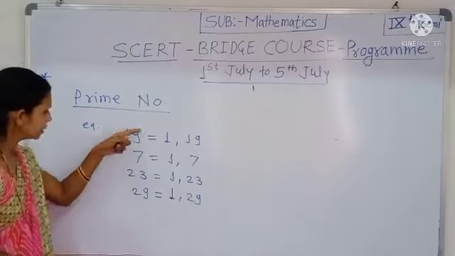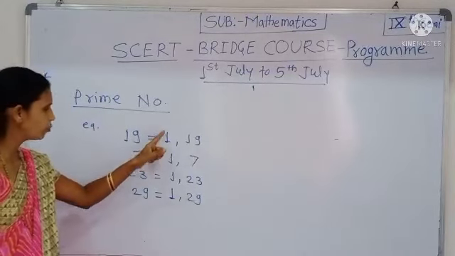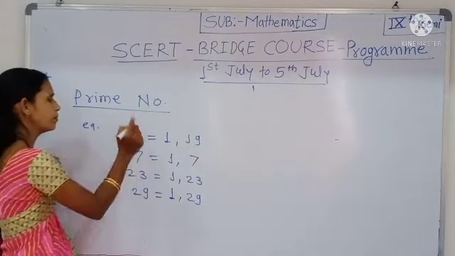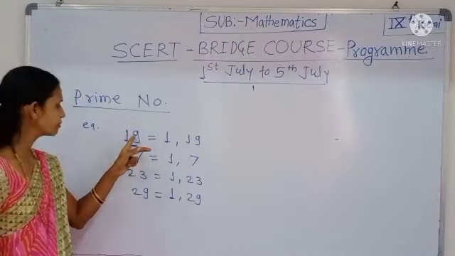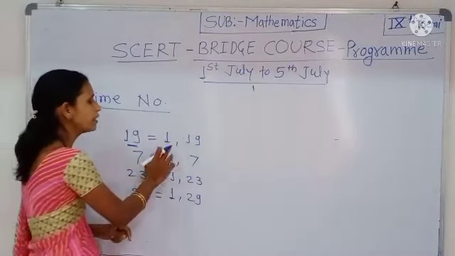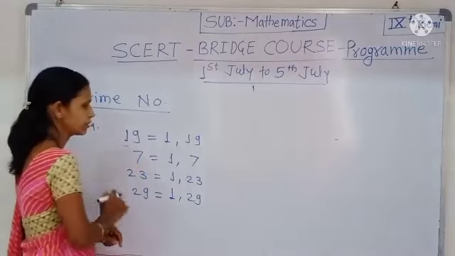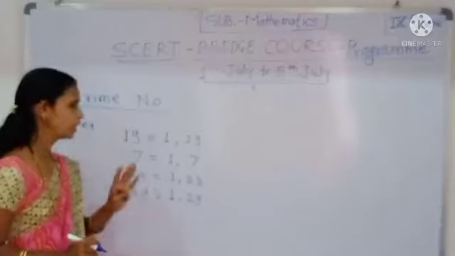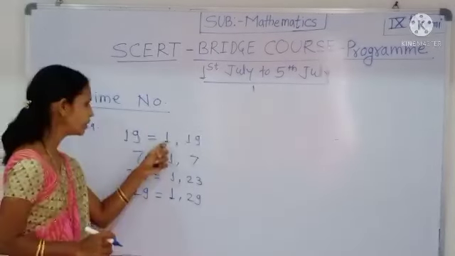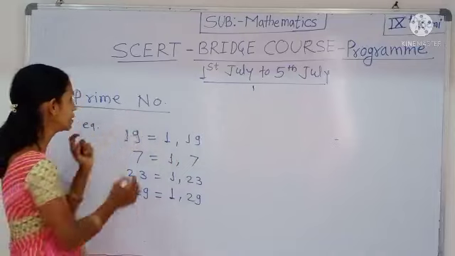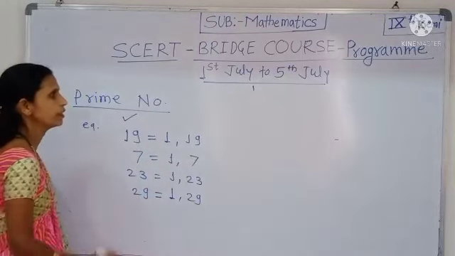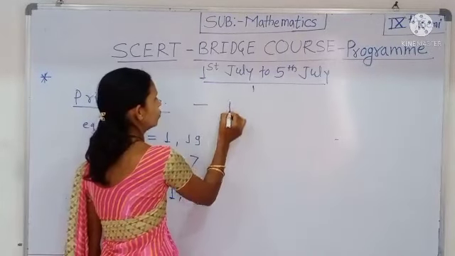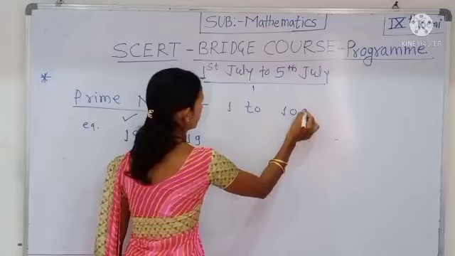That means, see here, the numbers which are divisible by 1 and the number itself, those numbers are prime numbers. That means the divisors of that number, if there are only 2, 1 and the number itself, then that is a prime number. Then we can find out the prime numbers from 1 to 100.